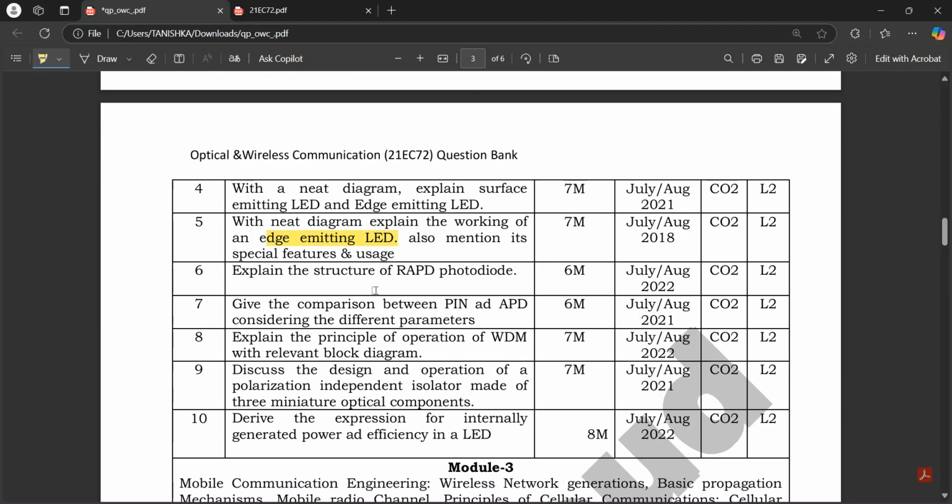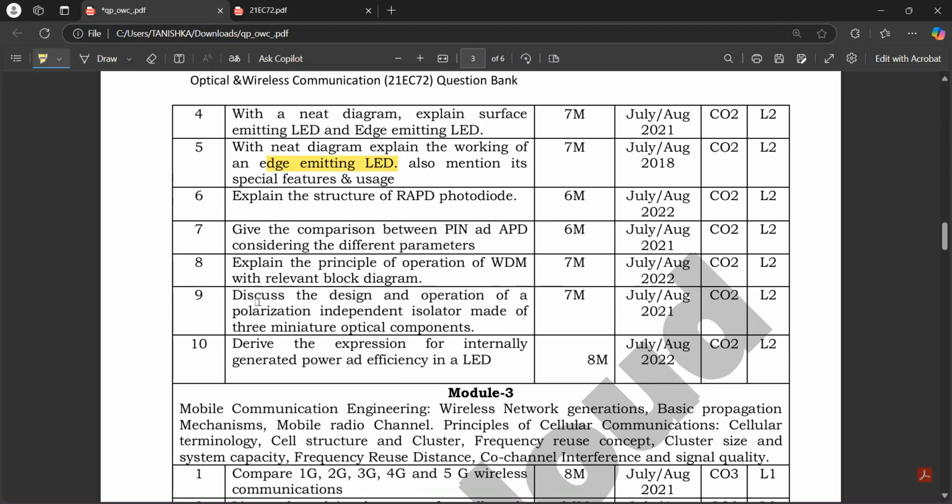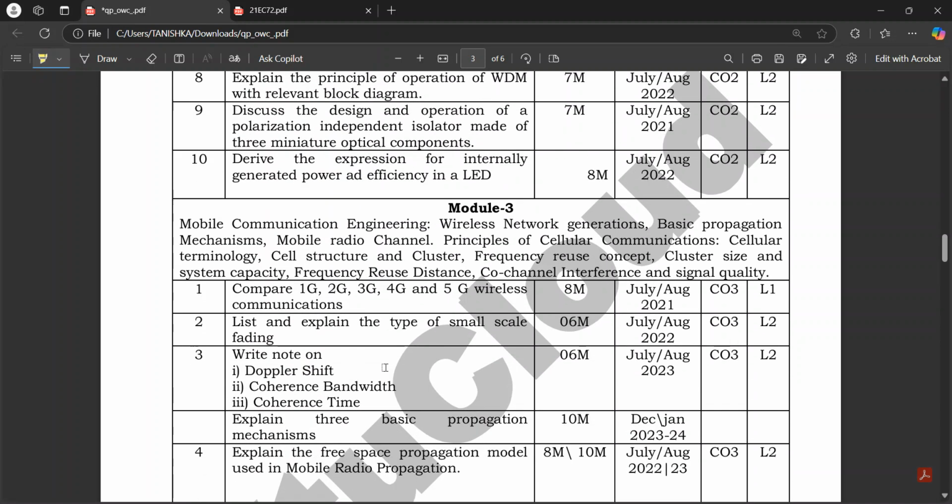Then explain the structure of RAPD photodiode. Give the comparison between PIN and APD. This is also important. And explain the principle of operation of WDM with relevant block diagram. Discuss the design and operation of a polarization independent isolator made of three miniature optical components. Derive the expression for internally generated power and efficiency in a LED.